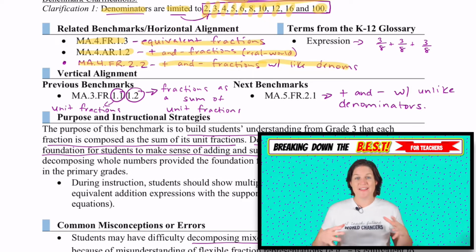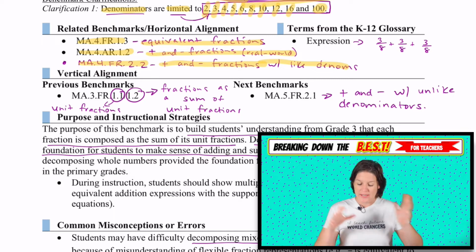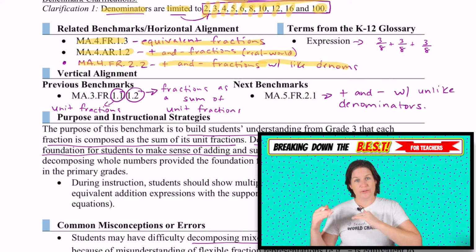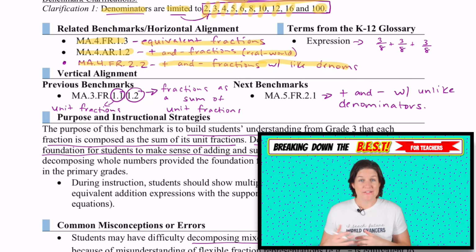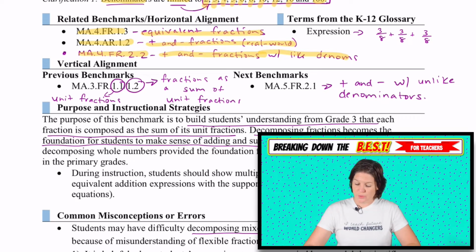So the difference between that AR and the FR standard there, they both have to do with adding and subtracting fractions, but the difference is that one is more embedded in a real-world setting, the AR strand, and the FR strand is more about the skill, the process of actually adding and subtracting fractions, okay? Your students need to know what an expression is, and that would be like this: 3/8 plus 3/8 plus 3/8. We have an operation going on of addition. There is no equal sign though. It would be like what's on one side of an equation.